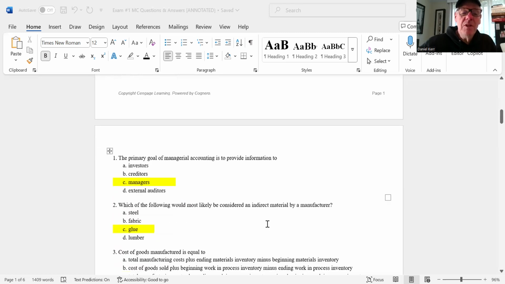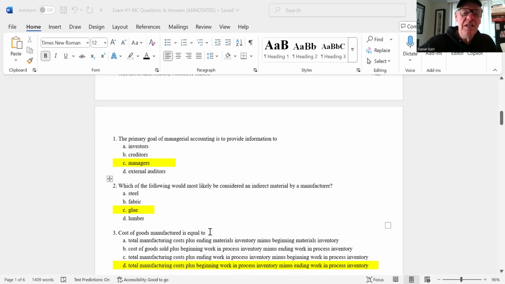Number 2, which of the following would likely be considered indirect material by a manufacturer? So indirect materials are those materials that are difficult to trace to the actual product. So if we're talking about indirect material by a manufacturer, steel, fabric, and lumber ought to be pretty easy to trace. Glue, which is a small but important part, would be more difficult to trace. So glue would probably be indirect material. And you know, indirect materials end up in overhead. So the answer there is C.